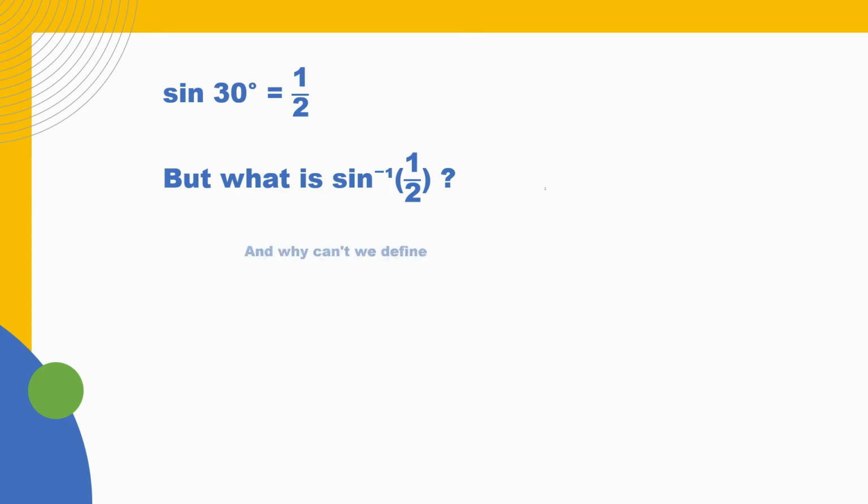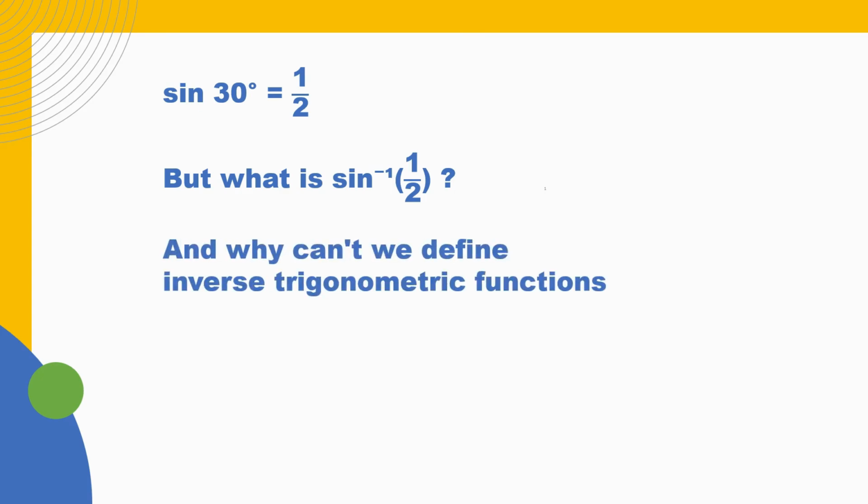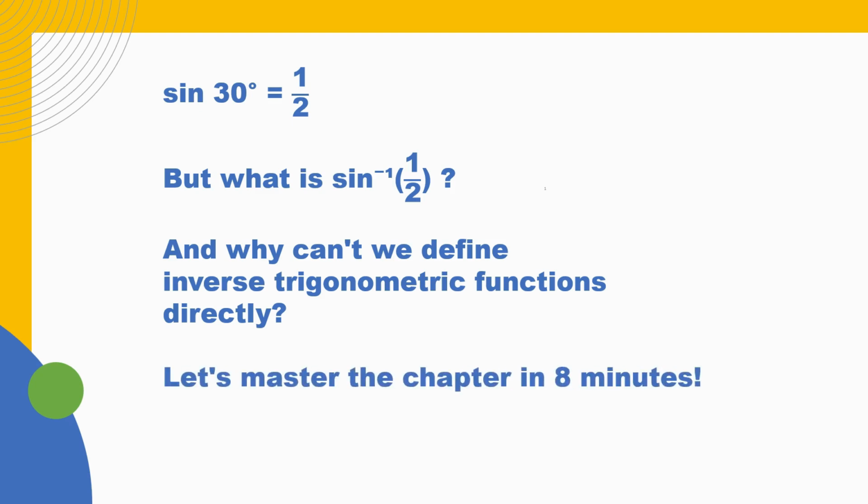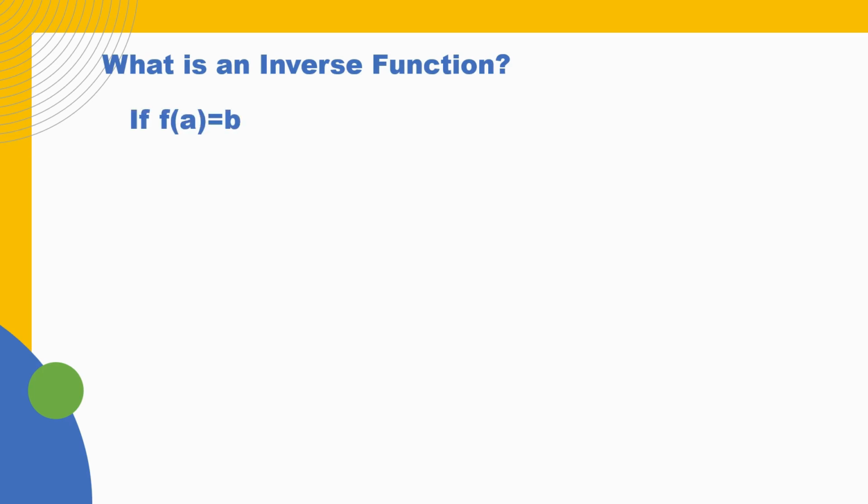If inverse functions reverse a function, then why do we need an entire chapter to define inverse trigonometric functions? Today, we will answer that question and master the foundation of inverse trigonometry. Let's start with something familiar. If f of a equals b, then f inverse of b equals a. In simple words, the inverse function undoes what the original function did.